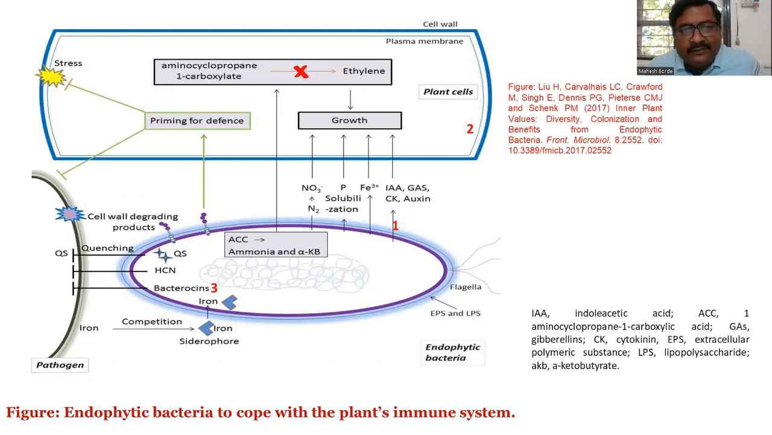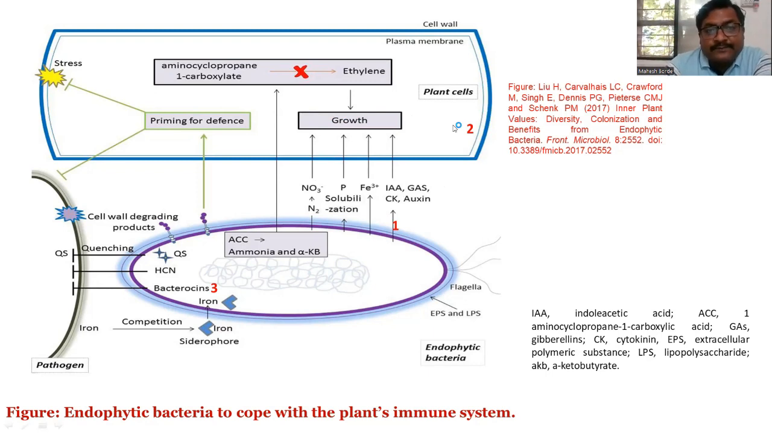Now I'll give one mechanistic example of how endophytic bacteria cope with the plant immune system. You can see this first one is the plant cell, this one is the bacterial cell, and this one is the pathogen cell. First, the bacteria show various plant growth promoting traits: they fix nitrogen, solubilize phosphate, chelate iron, and produce many phytohormones and give them to the plant. So the plant increases its growth.